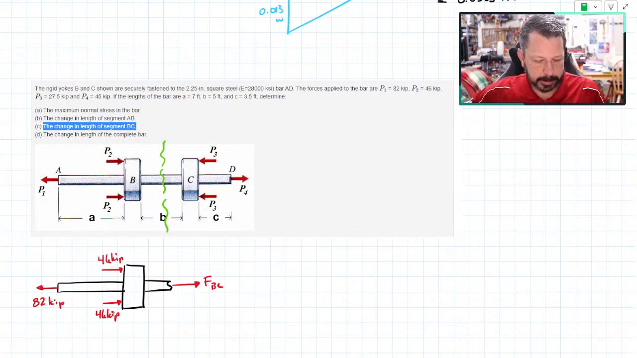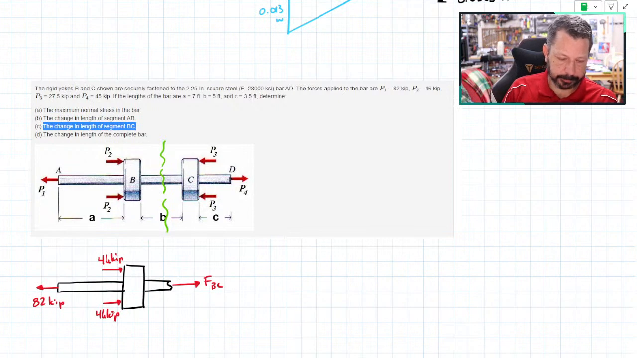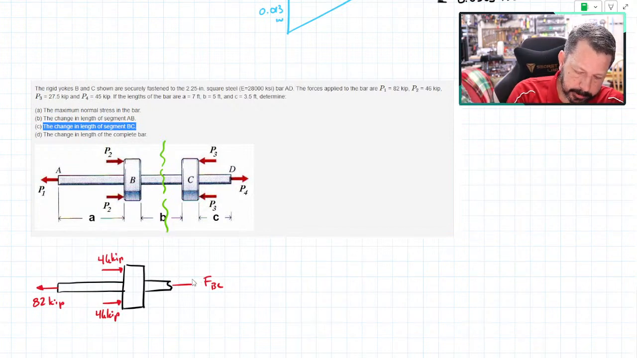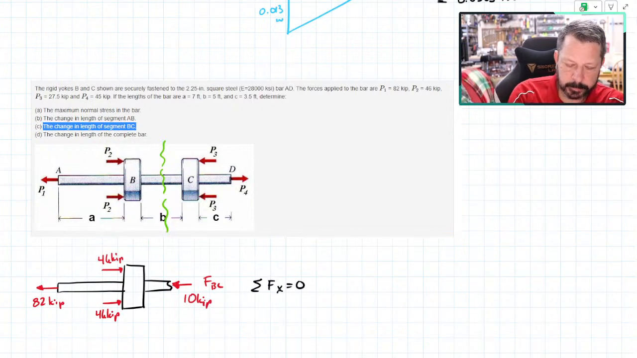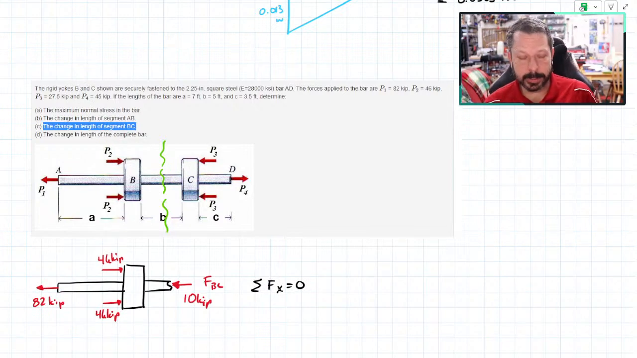So it looks like I have a total going to the left of 82, a total going to the right of 46 times 2, which is 92. So I actually need more force going this way for it to be in equilibrium. That's summation of forces in the x direction equals 0. All of these forces are pointing in the x direction. I've got 92 going to the left, and now I've got 92 going to the right. They add to 0, and this piece is in equilibrium.